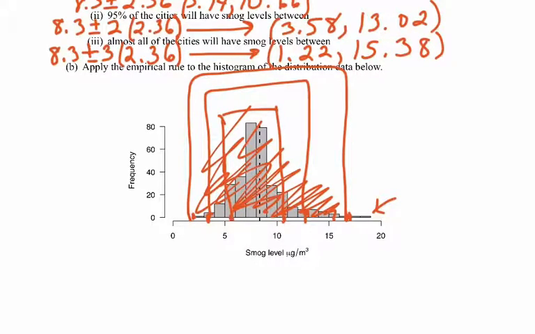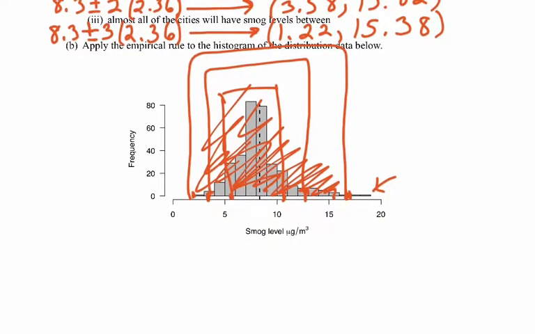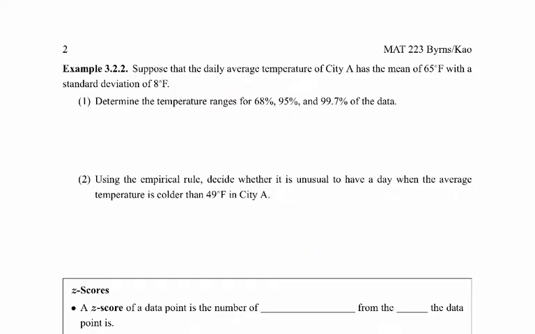I've kind of already done that. My picture's looking pretty messy here, but if you will go through and just label each of those little tick marks where those 1, 2, and 3 standard deviations out are, you'll see it. All right, so let's look at the next example.